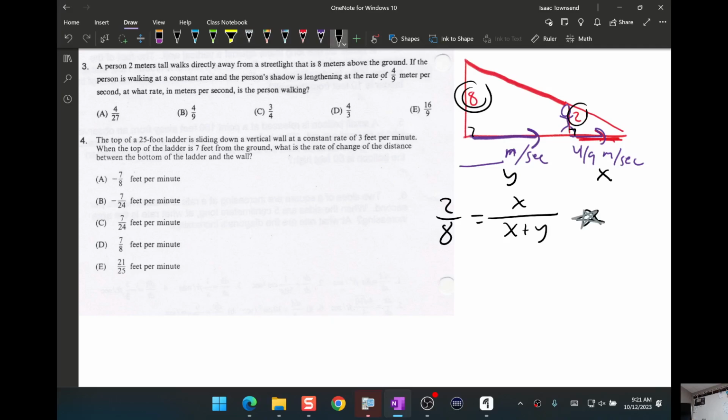It sounds like you guys maybe didn't do that one very much. But occasionally they do expect you to make that proportion.